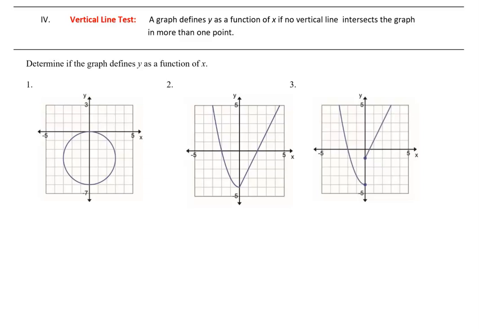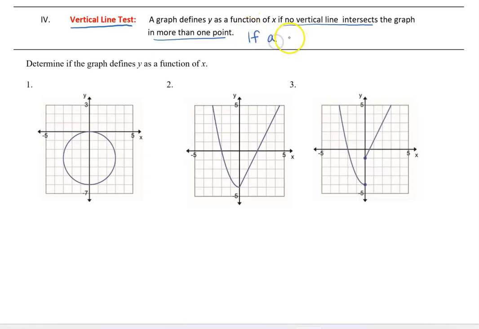In this video, we are going to talk about the vertical line test, which is a test you can do for the graph of a function, for a graph, to determine if it is in fact a function. So we have the definition. A graph defines y as a function of x if no vertical line intersects the graph in more than one point. Another way to think about that is this.